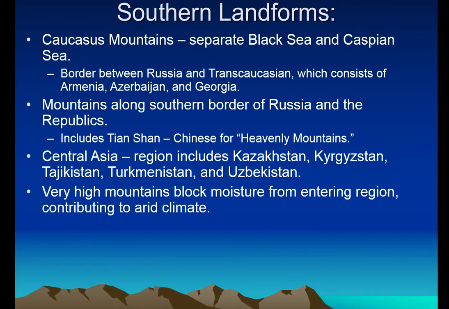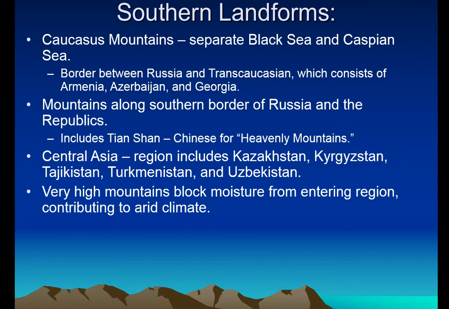Southern landforms. The Caucasus Mountains separate the Black Sea and the Caspian Sea, and it's the border between Russia and Transcaucasia. Countries like Armenia, Azerbaijan, and Georgia all make up this area. Mountains along the southern border of Russia and the republics include the Tian Shan, which is Chinese for Heavenly Mountains. And you've got the other areas in Central Asia: Kazakhstan, Kyrgyzstan, Tajikistan, Turkmenistan, Uzbekistan, all the stans in Central Asia.